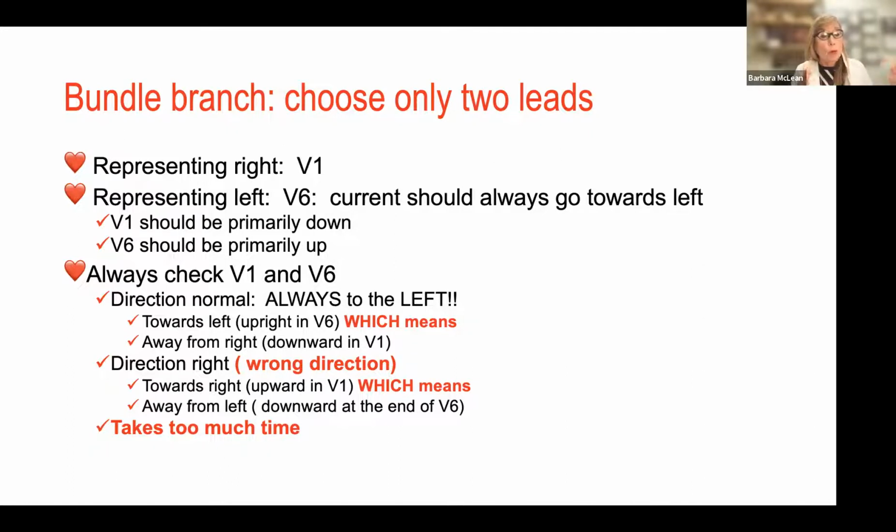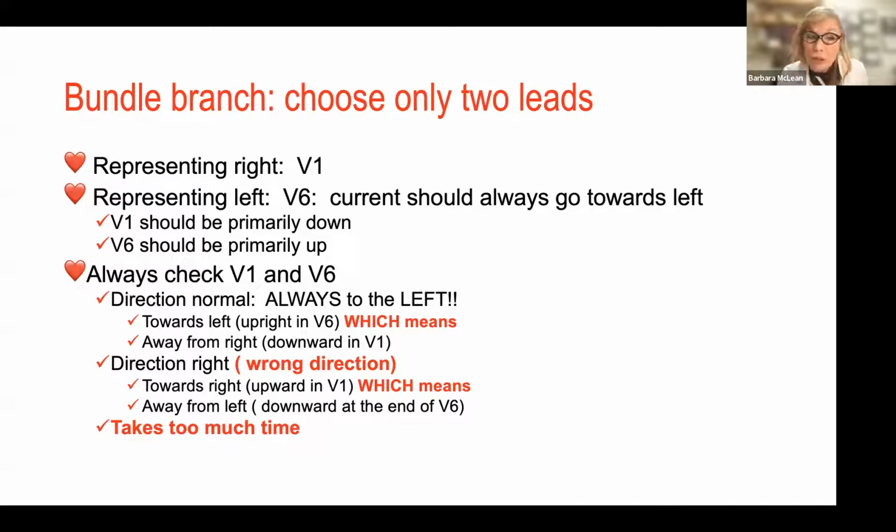So direction normal means always to the left, which means that that current's going away from the right. So you'll be upright in V6 and downward in V1. Now, if the direction is to the right, which is the wrong direction, it means it's going primarily towards the right. So V1 has a primarily upright, and that means we've taken it away from the left.